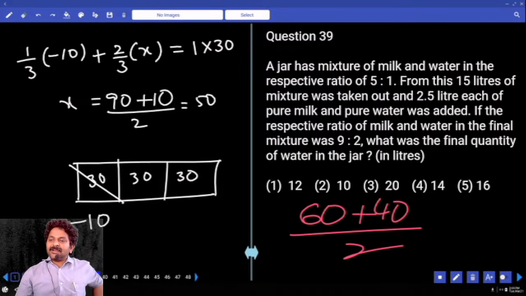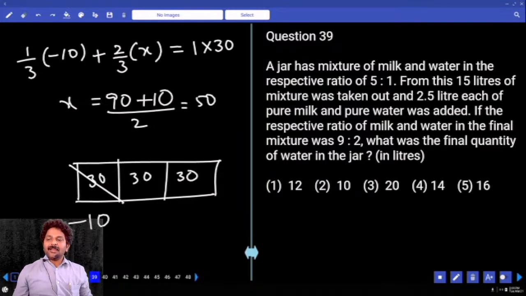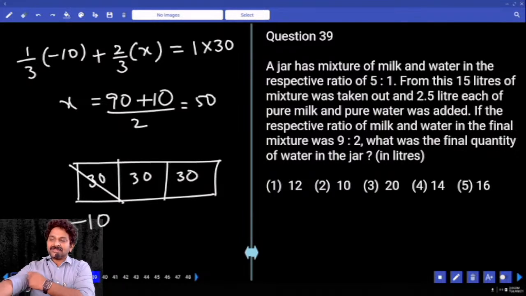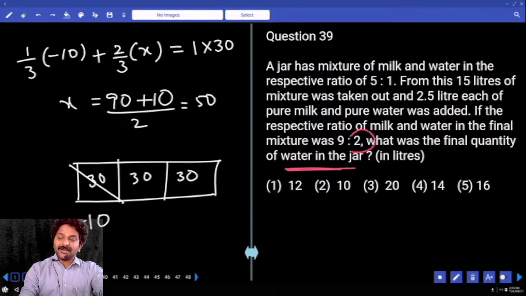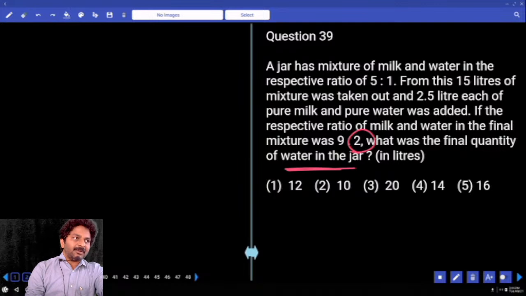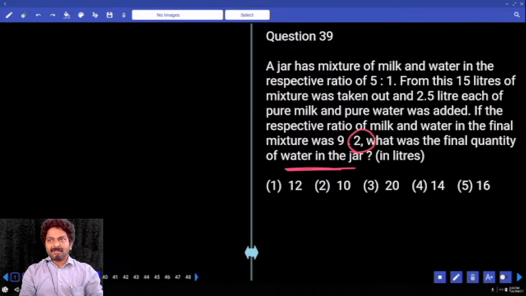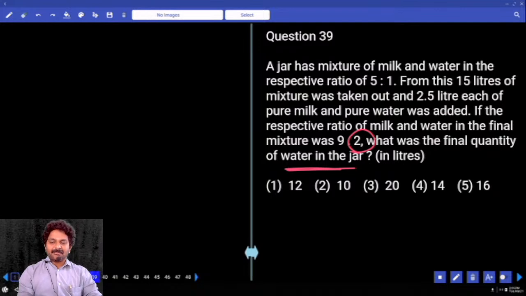A jar has a mixture of milk and water in the respective ratio 5:1. From this, 15 liters of the mixture is taken out and 2.5 liters each of pure milk and water was added. If the respective ratio of milk and water in the final mixture was 9:2, what was the final quantity of water in the jar? Water in the jar. How many parts is that? So we need to identify 2 parts. If the question is what is the total quantity in the final mixture, you can verify with 11 multiplication. Here also you can apply the multiplication rule, but we have 2 parts, which is an even number. All the options are even.